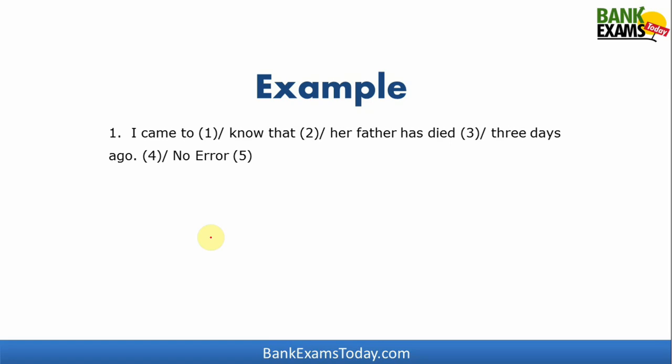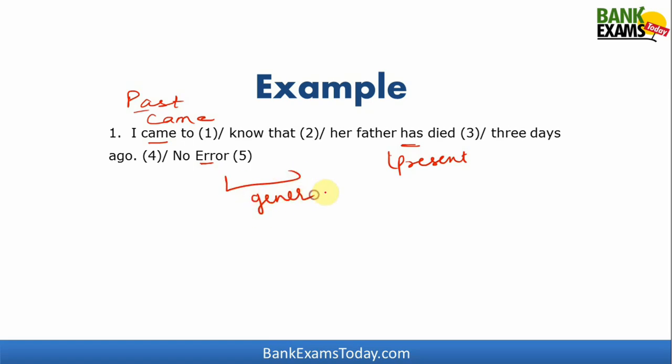So we will start from example 1. I came to know that her father has died 3 days ago. No error. So we have came. It means it is in past. To know that her father has died. Now it is in present. So we have to generalize the tense of the sentence. If it is starting from a past tense, then all the other parts of the sentence should be in the past as well. So it should be had died.